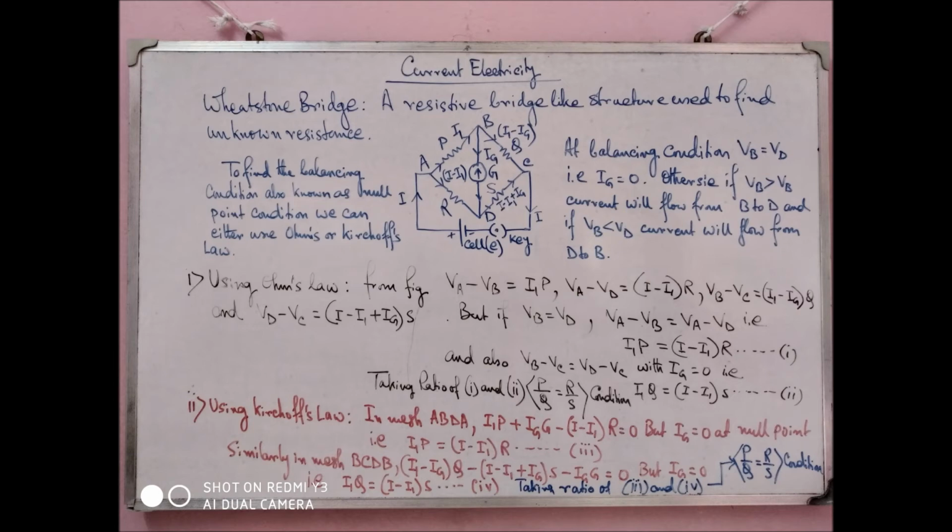Now see, if S is unknown, then easily you can find the value of S, that is the unknown resistance, from this ratio. Make S the subject, that is also a mathematical step. So S equal to R into Q by P. Already I told you P, Q, R are 3 known. So easily you can find out the unknown value S. So this is all about the Wheatstone bridge.